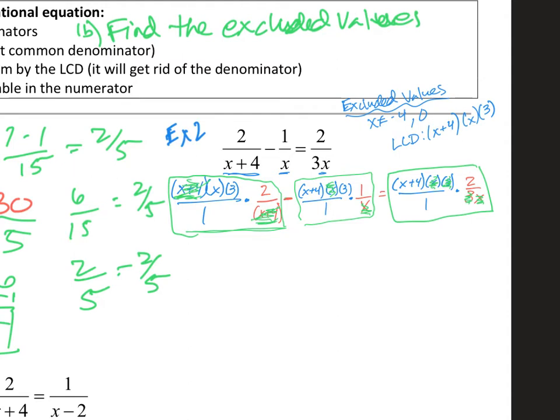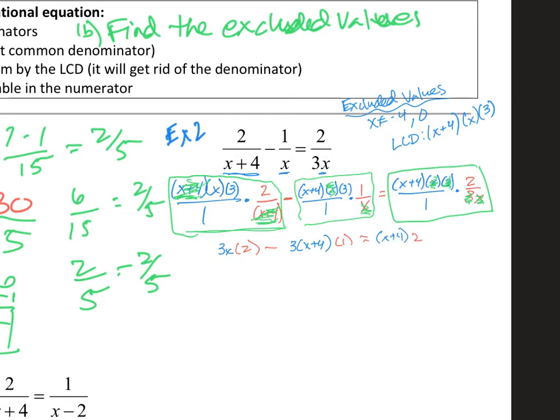So what we have left in that first term, in that first green box, is 3x times 2. Minus what we have left in that second term box, which is 3 times x plus 4 times 1, and I'm just going to put the 1 there, is equal to what we have left in the last box on the right-hand side, which is x plus 4 times 2.